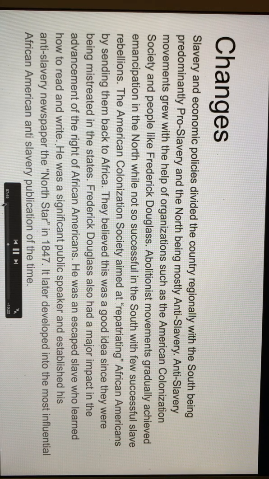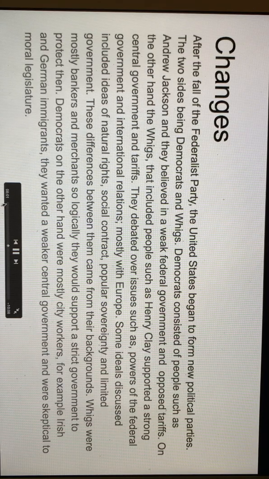The South was heavily dependent on slavery and their labor force could not afford to lose their slaves. The North was an economy based on large industrial factories and did not see the point in slavery. These 2 polar opposite ideas were what began to split the country and ultimately set the stage for the Civil War. After the fall of the Federalist Party, the United States began to form new political parties.